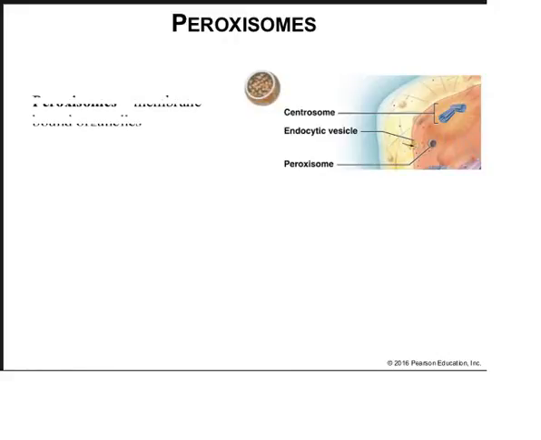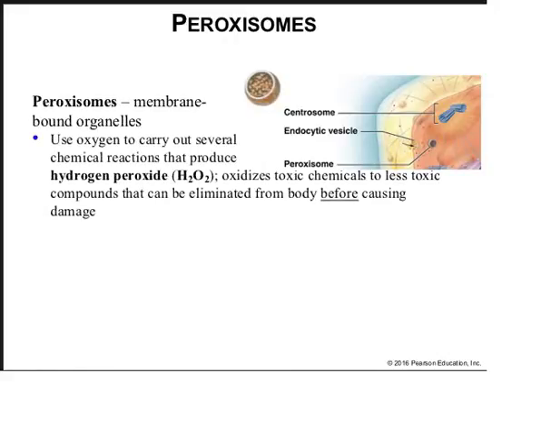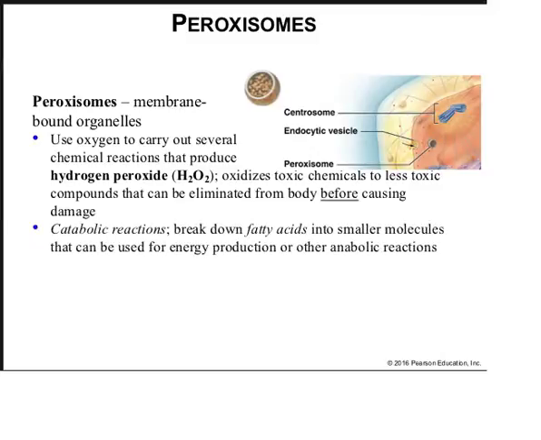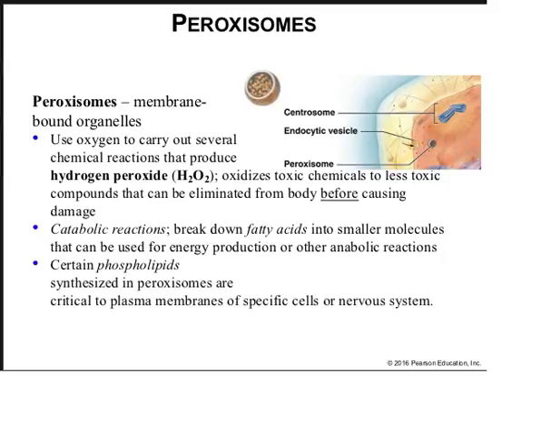Okay, our next organelle is the peroxisome. These are membrane-bound organelles that use oxygen to carry out several chemical reactions that generate hydrogen peroxide, which oxidizes toxic chemicals to less toxic compounds that can be eliminated from the body before they cause damage. Catabolic reactions in the peroxisome break down fatty acids into smaller molecules that can be used for energy production and other anabolic reactions. Certain phospholipids synthesized in peroxisomes are critical to plasma membrane of specific cells or in the nervous system.